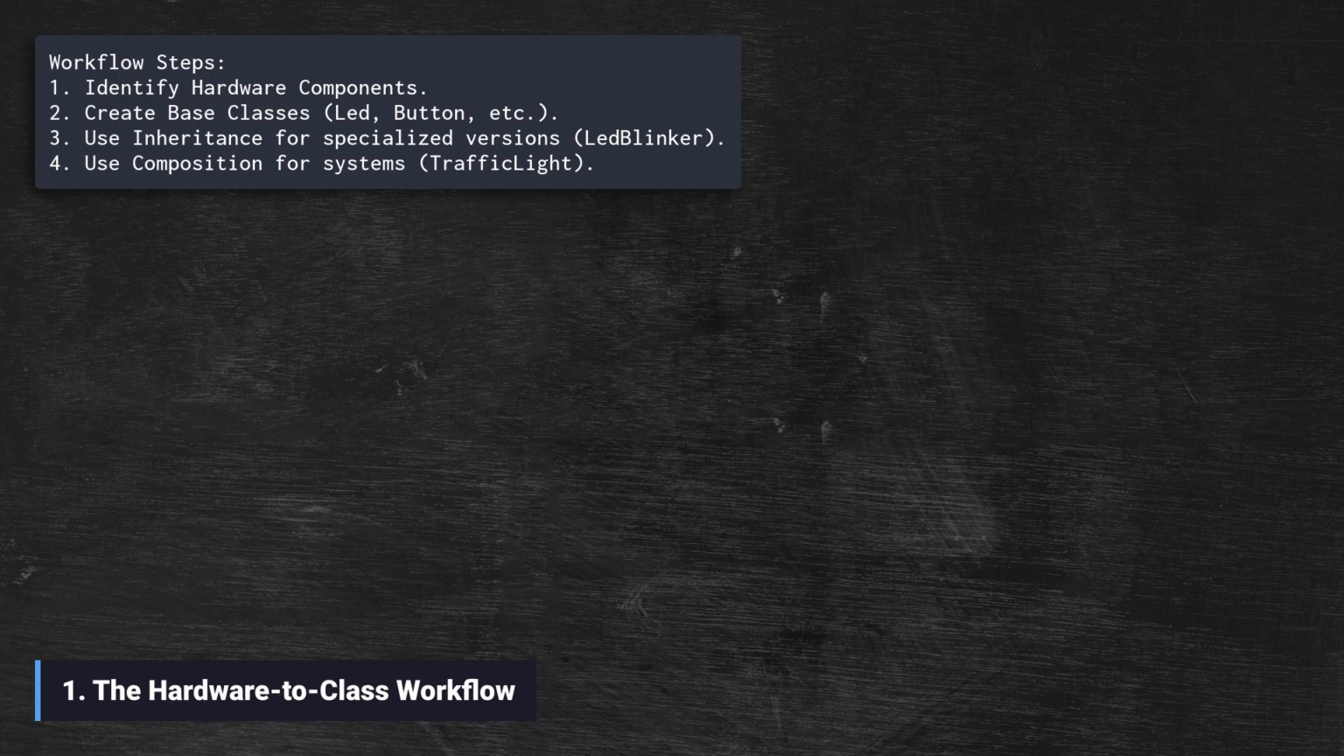When starting a new project, don't write code in the main loop immediately. Start by identifying your hardware components. For every physical part, a sensor, a motor, or a display, create a dedicated class. This ensures that hardware-specific details, like pin modes, are isolated from your application logic.